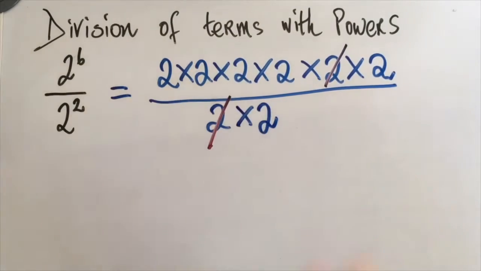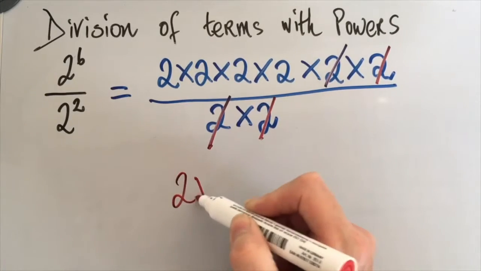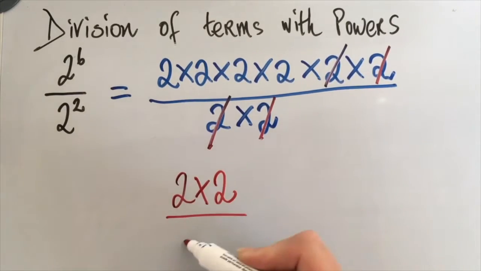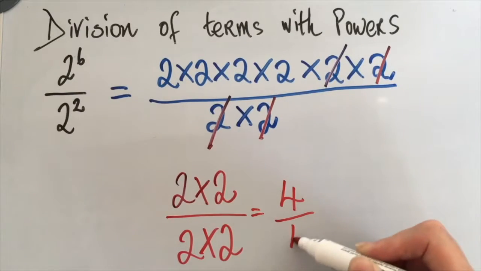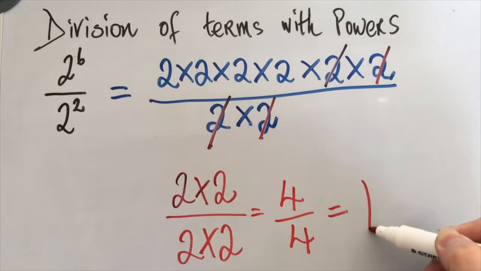One of the 2's in the top with one of the 2's in the bottom, another of the 2's in the top with another of the 2's in the bottom. In effect, what I'm doing is I'm taking 2 multiplied by 2 and dividing it by 2 multiplied by 2. In other words, 4 divided by 4, which is 1.